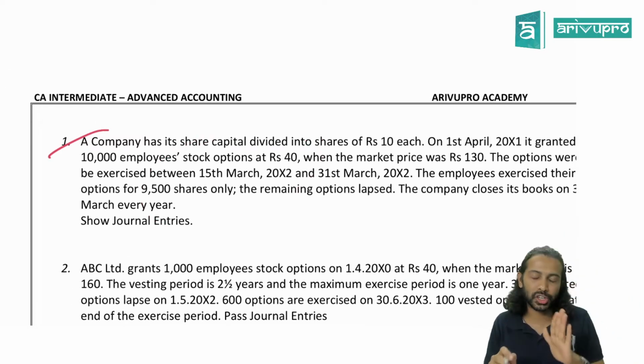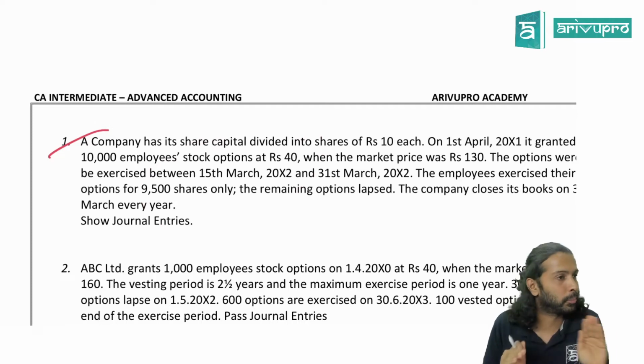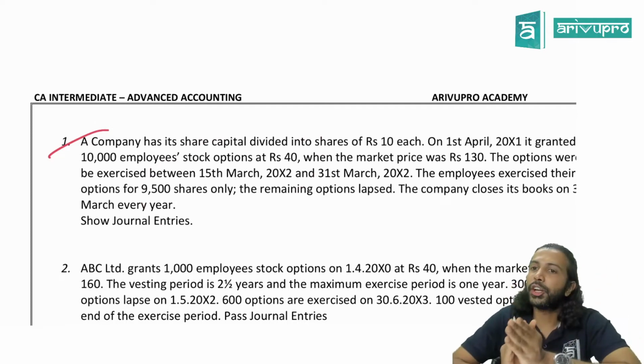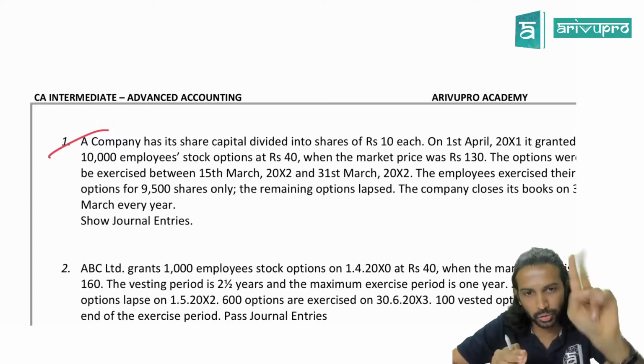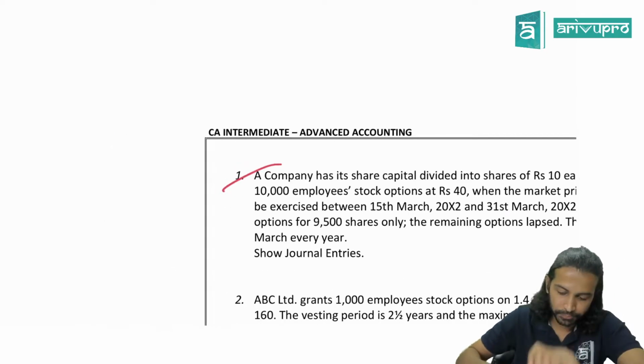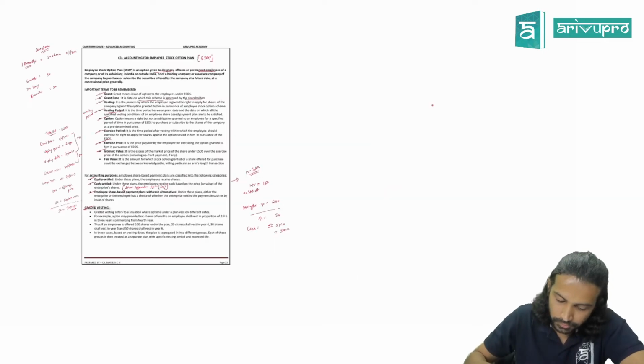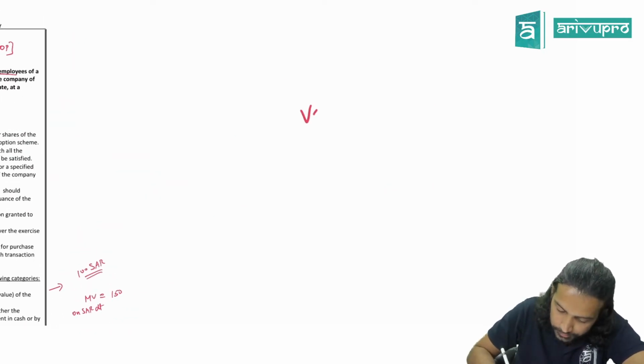But before the questions, one point you need to check in your ESOP problems. First, you need to check whether the vesting period is less than 1 year or more than 1 year. That is one thing you need to always check. What did I say? Check if the vesting period.